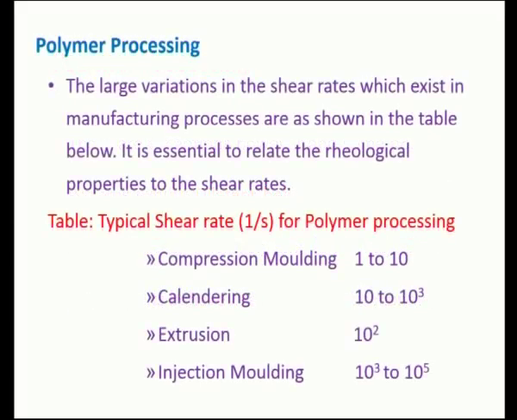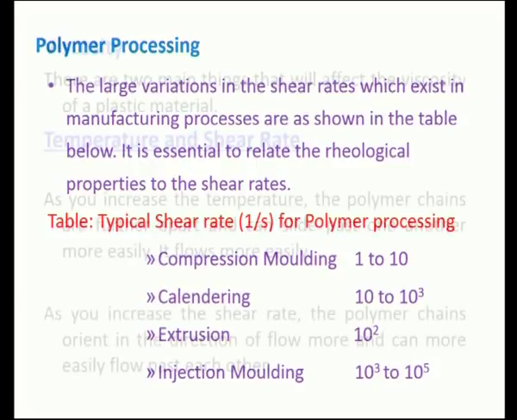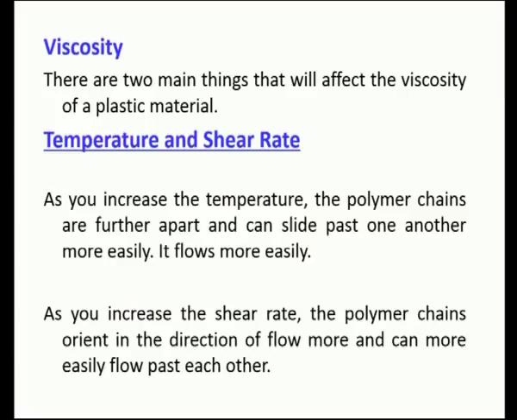And then the next one is the shear rate. The large variations in the shear rate which exist in manufacturing processes are shown below. For example, for compression molding it is 1 to 10, calendering 10 to 10 power 3. So, with respect to the type of processing operation, the shear rate varies, hence again it is going to affect the viscosity. To conclude, the two main parameters for viscosity are temperature and shear rate. As the temperature increases, definitely the viscosity will come down.